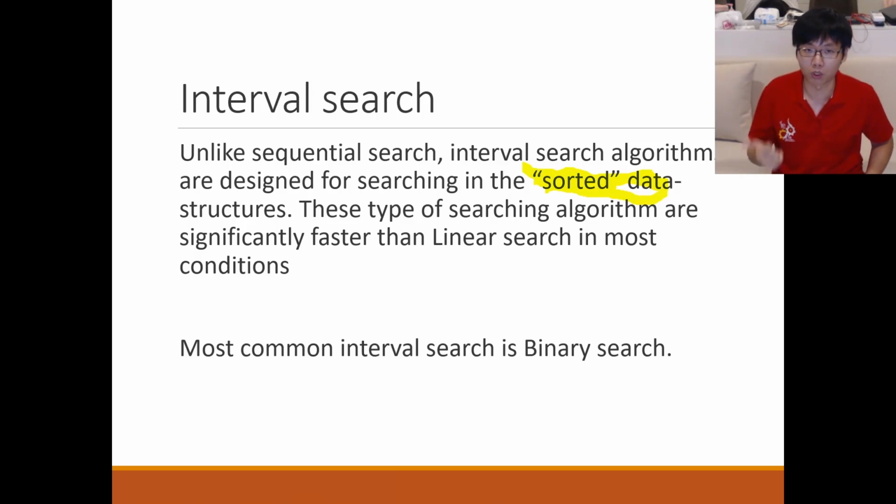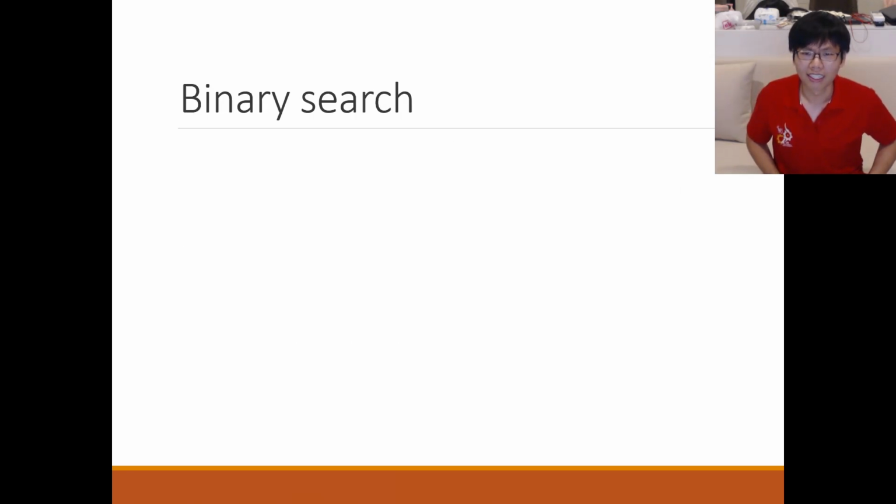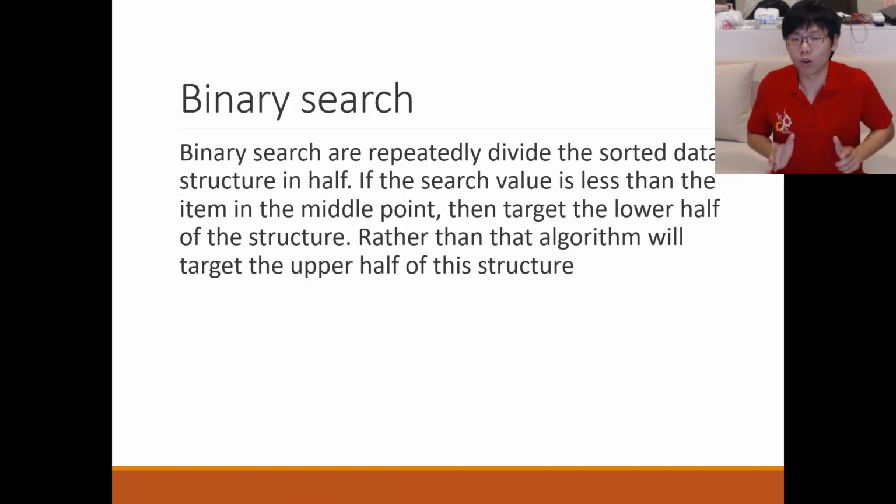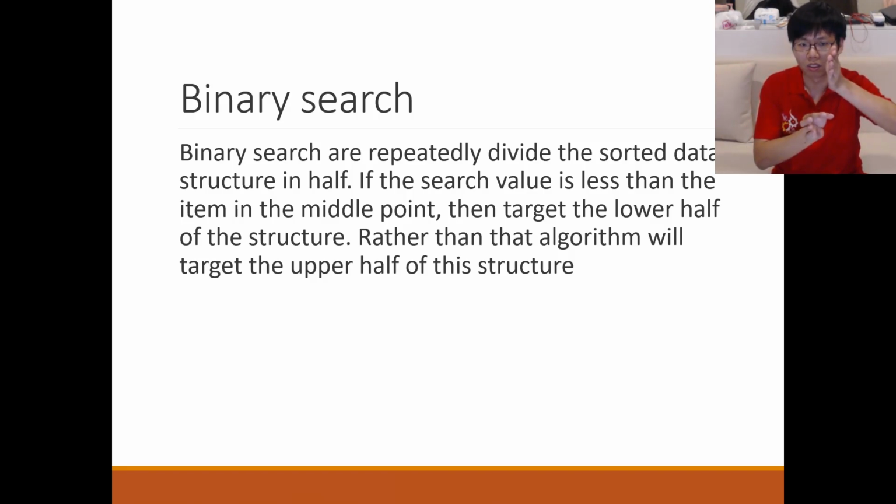For example, in Microsoft Excel, when you press Control F and then find some value, they also use binary search inside. So how does binary search work? Simply speaking, you have a long array. The way it works is it finds the middle point of the array first, then compares the value.